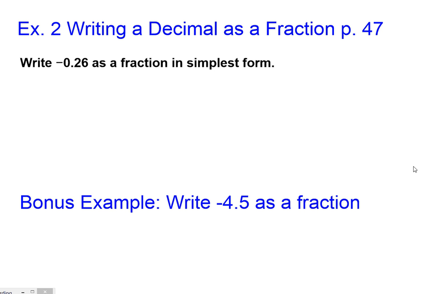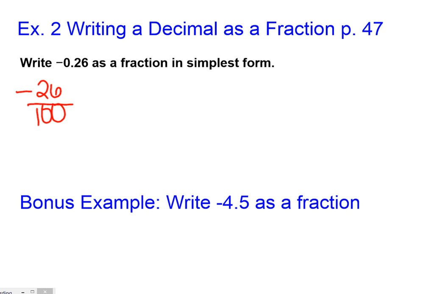Example 2 is writing a decimal as a fraction, and this is on page 47. Write negative 0.26 as a fraction in simplest form. Now, for this one, you look at the decimal point, and it goes 2 places after the decimal. The 2 is in the tenths place, and the 6 is in the hundredths place. So when I rewrite this, I rewrite it as negative 26 over 100.